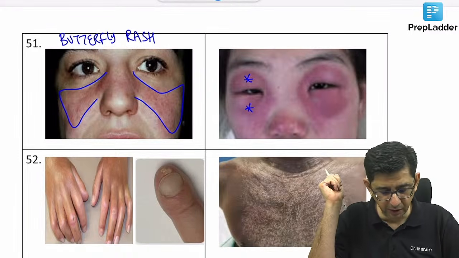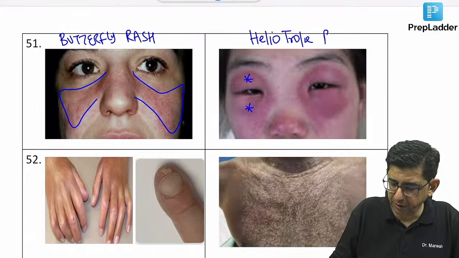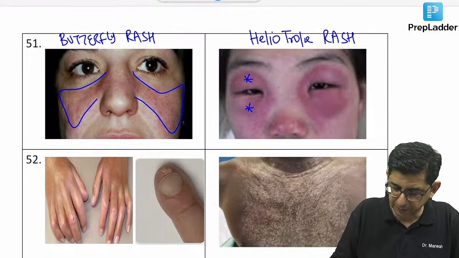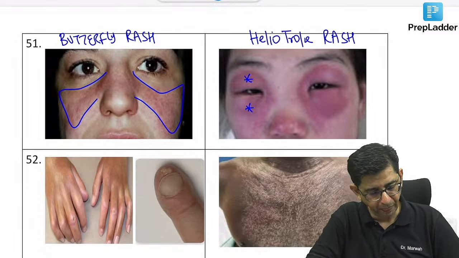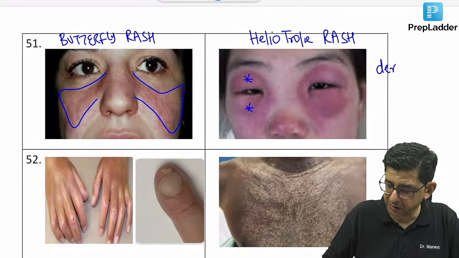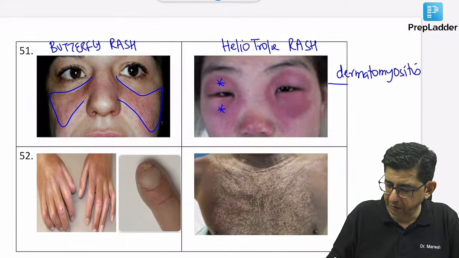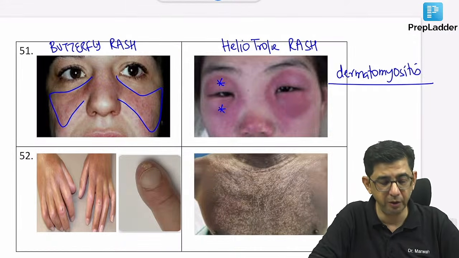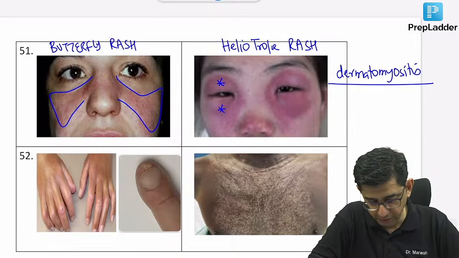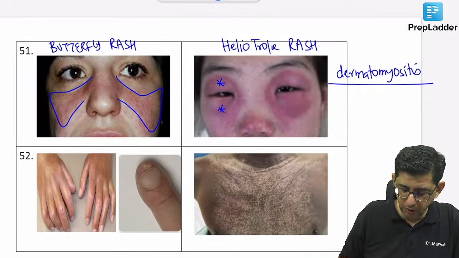So considering the rash is around the eyelids of the patient, this would be called a heliotrope rash. The image on the left is only for comparison. We have a heliotrope rash. Therefore, the disease we'll be thinking of would be DM, that is dermatomyositis. For dermatomyositis, the investigation of choice would be an MRI guided muscle biopsy. Though we have antibodies also, it is an MRI guided muscle biopsy that would be more suited for these patients.